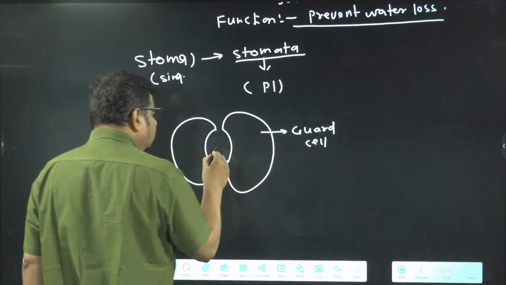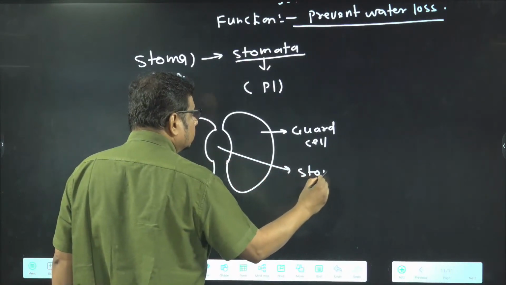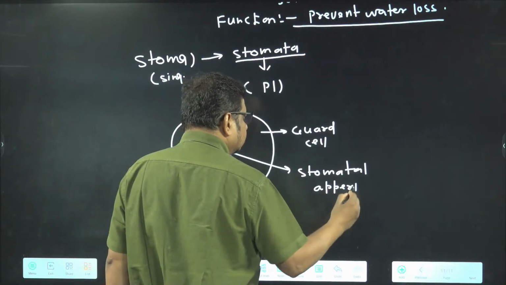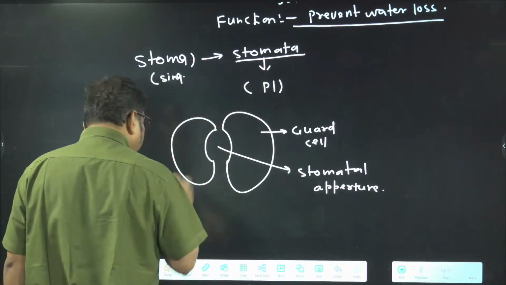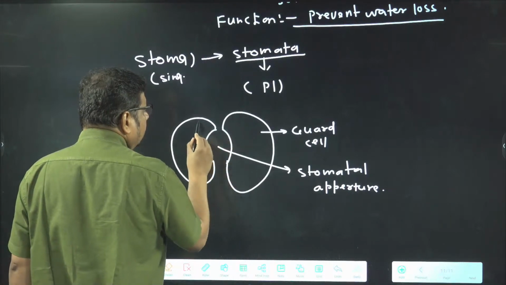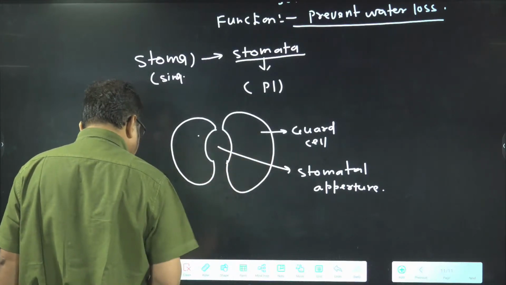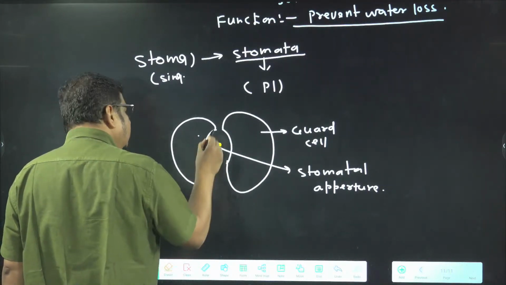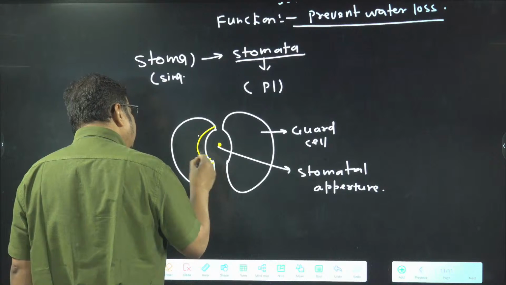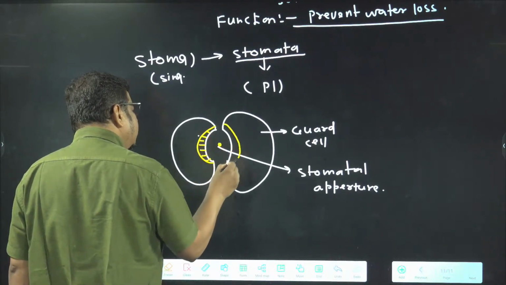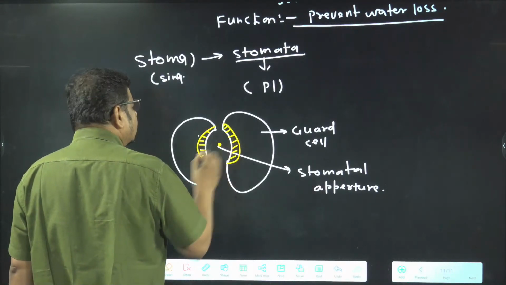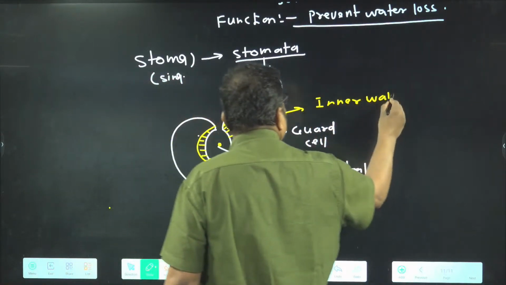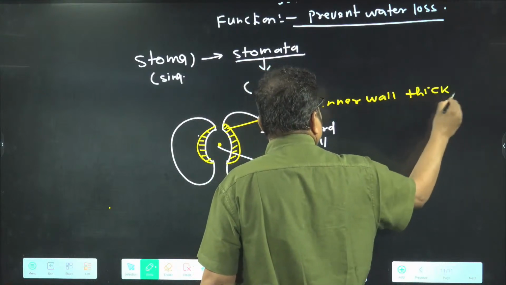Guard cell. And this is what? The stomatal aperture. So these both are guard cells. This one is also a guard cell, and this one is also a guard cell. I already labeled. If you look at the center of the stoma, you will find the wall near the center, means the inner wall. So the inner wall is thick and elastic.